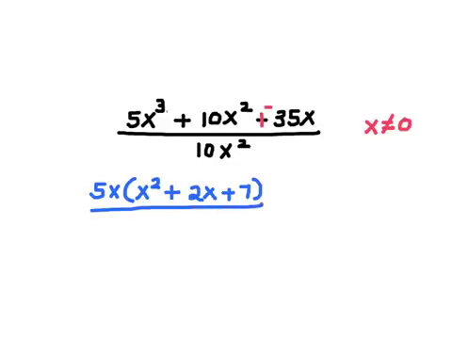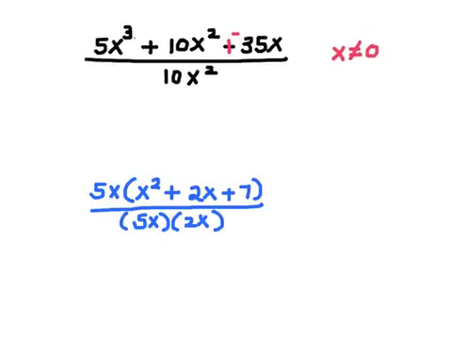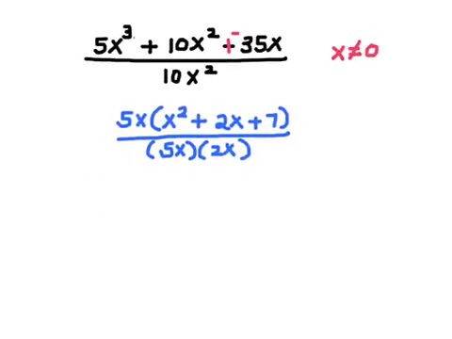I see that I also have a 5x in the denominator. I can factor a 5x out of 10x squared, and what's left is a 2x. Okay, let's move these up. So this is the same expression but factored, and I see that I can cancel out these two 5x's.